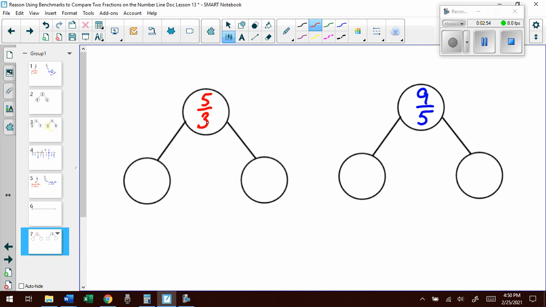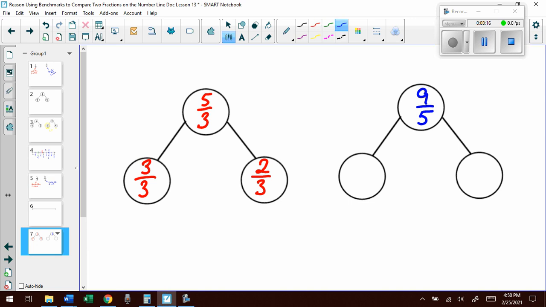So how many thirds make 1 whole? 3/3. We want to get to 5/3. How many thirds are left over? 2/3, because 3 plus 2 equals 5. So good, we got that first one done.